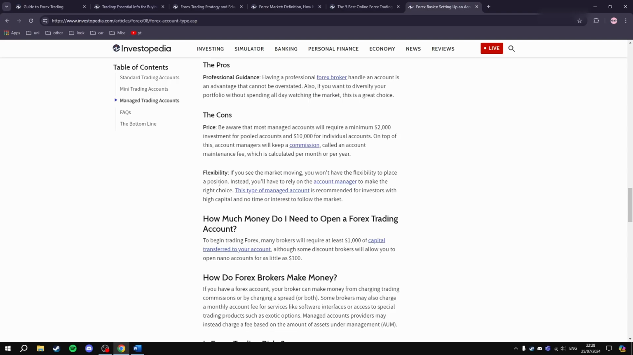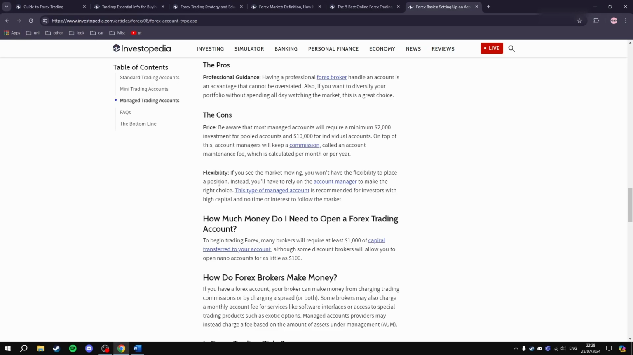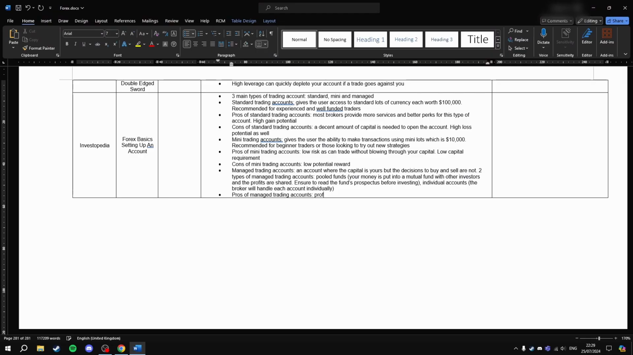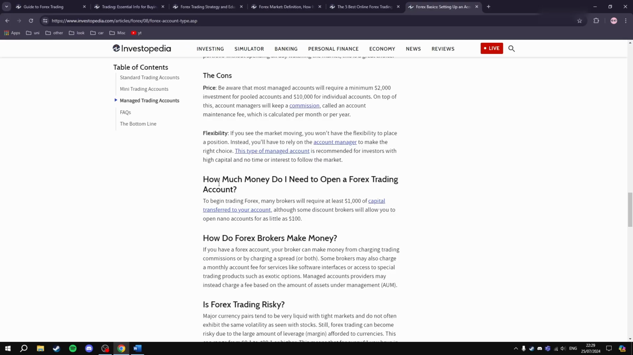The pros of managed trading accounts. Having a professional forex trader handle an account is an advantage that cannot be overstated. Also, if you want to diversify your portfolio without spending all day watching the market, this is the great choice. Professional guidance.